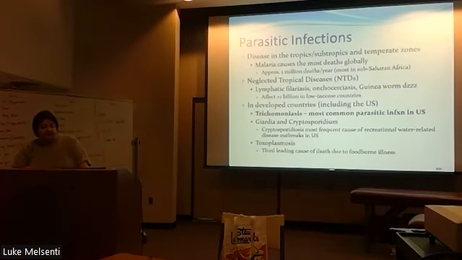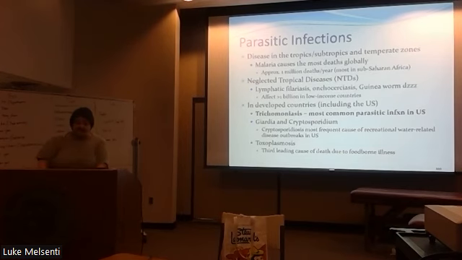Okay, so parasitic infections. These are typically diseases in the tropics and temperate zones. Think about malaria, right? Malaria causes the most deaths globally. Any place in this presentation where you see tiniest, smallest, largest, greatest, most, those are where you want to focus your energies. So know about malaria. There is a classification of neglected tropical diseases. I gave you a whole bunch of them here.